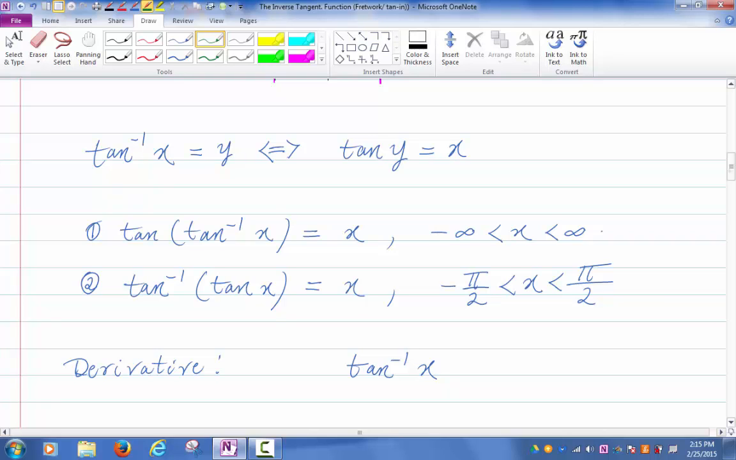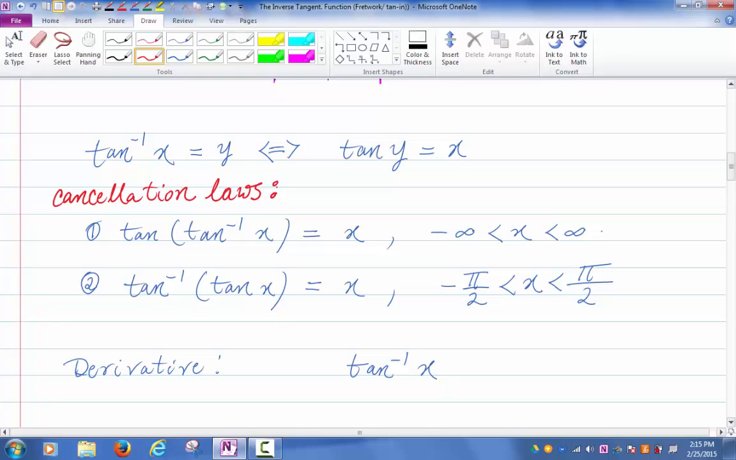What are the cancellation properties? What are the cancellation laws here? Remember, anytime you have a pair of inverses, there are two associated cancellation laws or properties. What are they? Well, take the composition of the two in any order, you get the identity function, right? So tangent of tangent inverse of x is x. Tangent inverse of tangent of x is x.